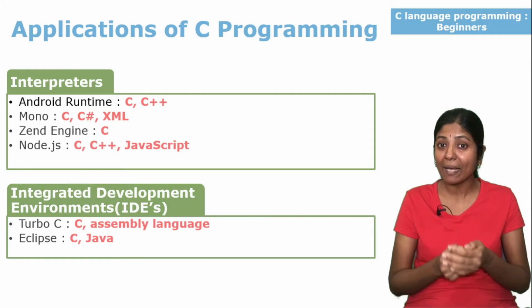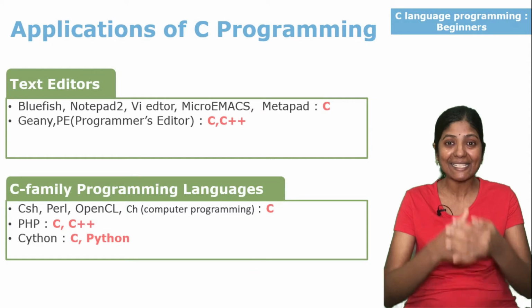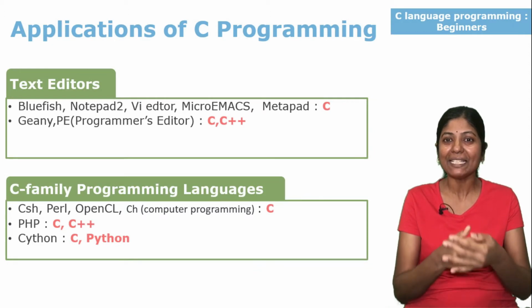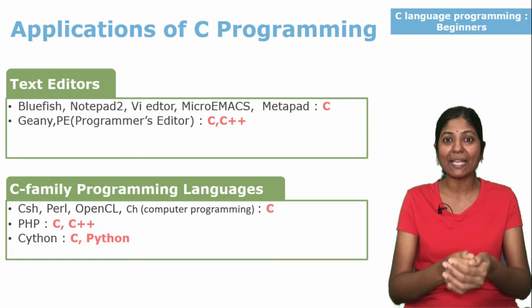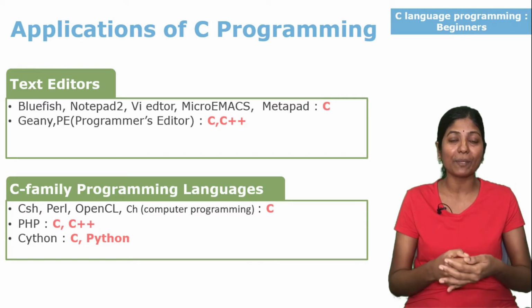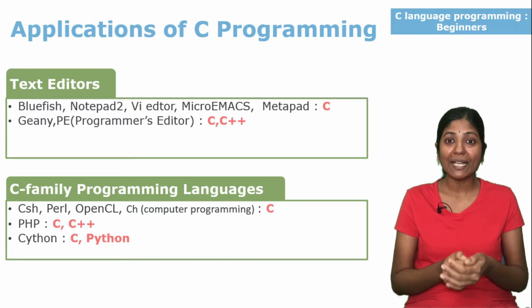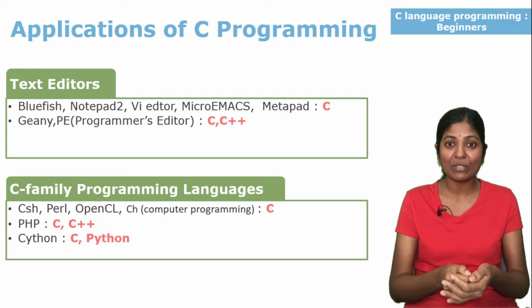Let's see some more applications which we can develop using C language. Text editors. We are very familiar with text editors. A good example of a text editor is Microsoft Office Word. Let's say for example we want to prepare a letter or we want to write some text. Then we will make use of Microsoft Word.